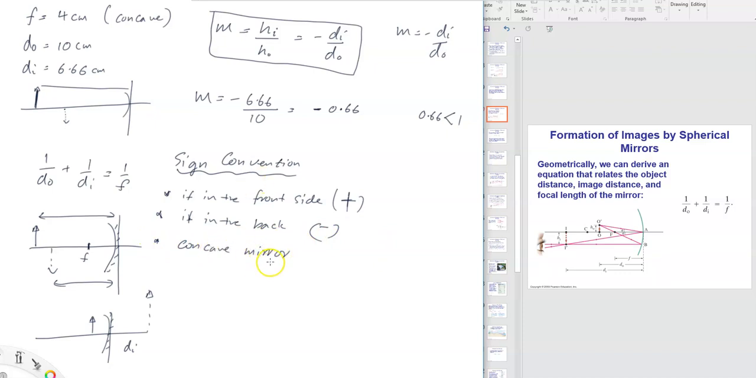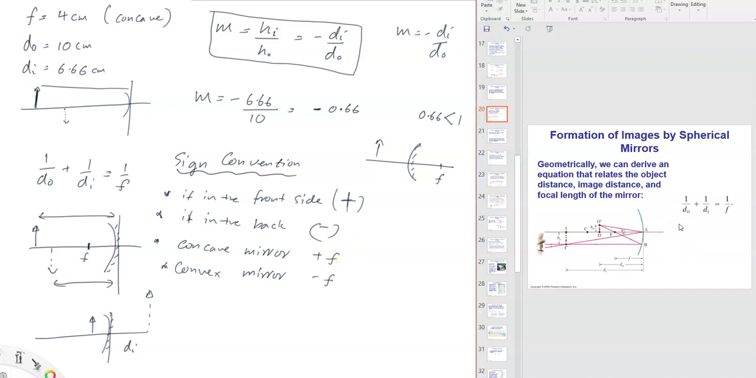Now this is kind of different when it comes to lenses, right? We're still talking about mirrors. Concave mirror has a positive F. So that means this thing, convex, object over here, F is over here, right? Inside. So convex mirror has a negative F, a negative focal length. Let's move on to the next slide.